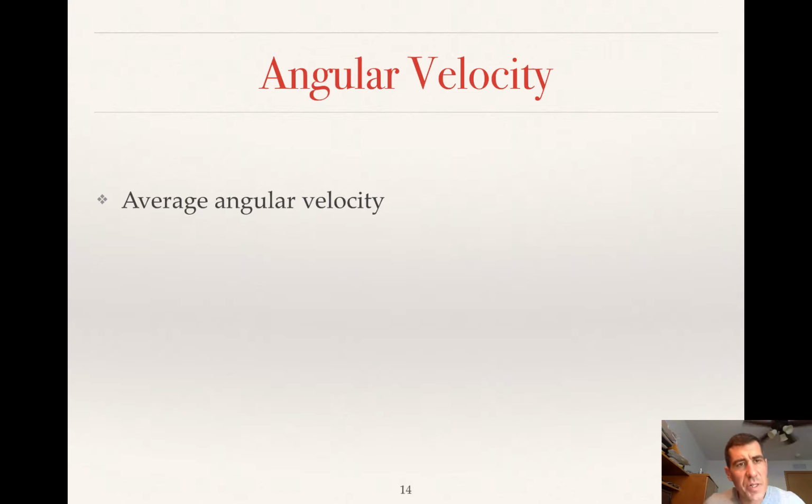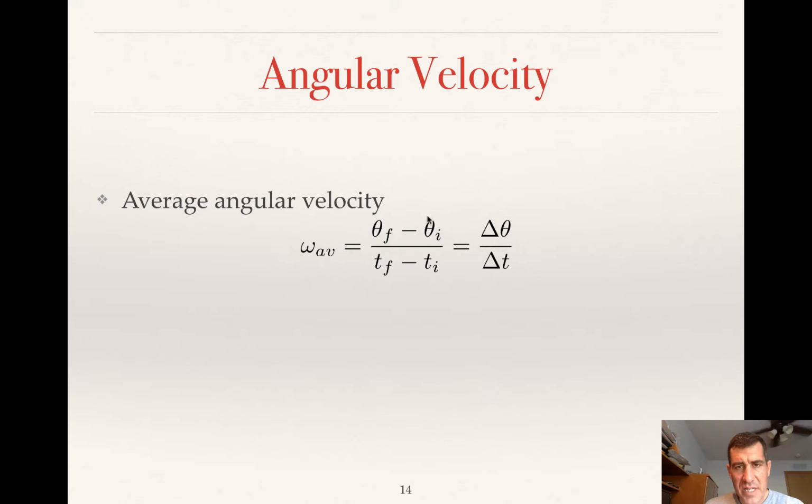And similar to how we defined translational velocity back in chapter 2, I think it was, we can start with an average angular velocity. And we're going to use the Greek letter omega, which looks kind of like a W, but it's a lowercase Greek omega to stand for angular velocity. And the average angular velocity is just the change in angular position, our angular displacement, theta final minus theta initial, divided by the time interval over which that happens. So delta theta over delta t.